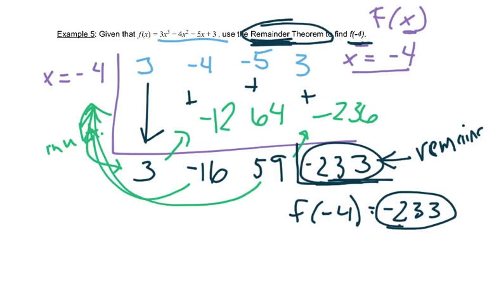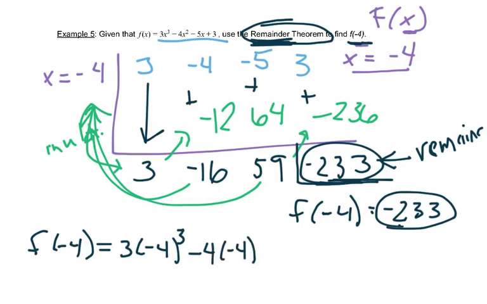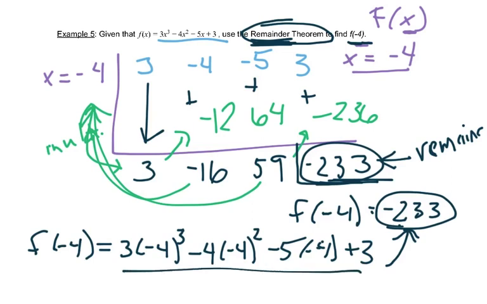What this is really telling us is that if we found f of -4 by sticking -4 into this problem, like we've done in the last chapter, we would get -233. The remainder is the same as this answer.